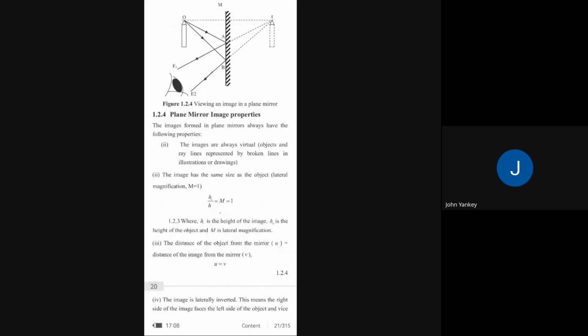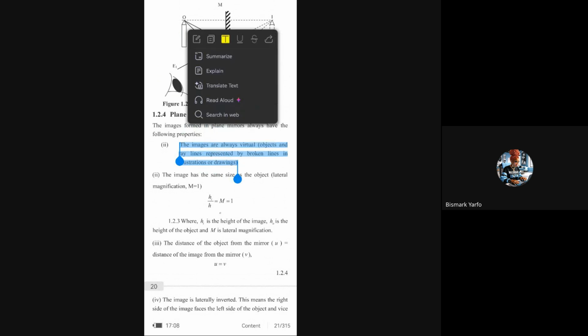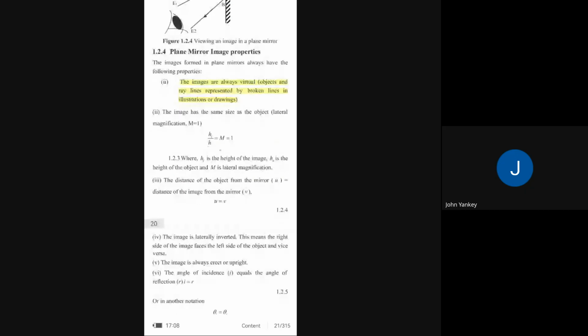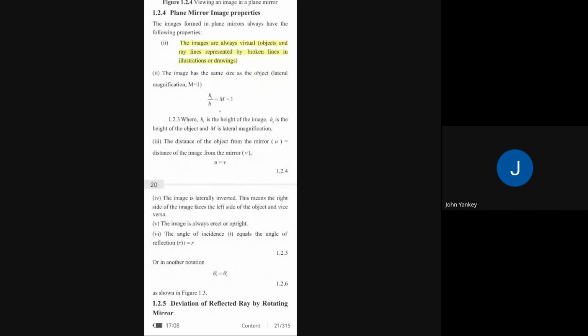So number one, the image is upright. Or you can say the image is erect. That is property number one.